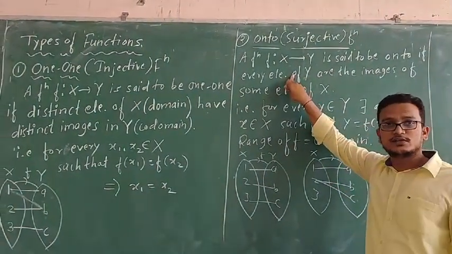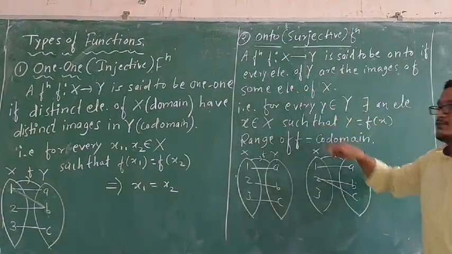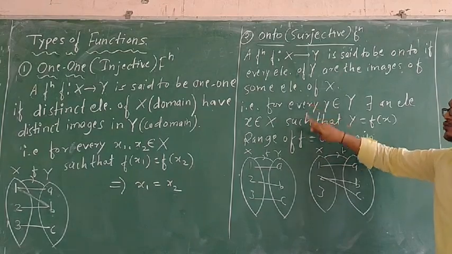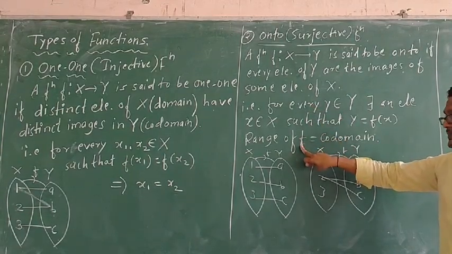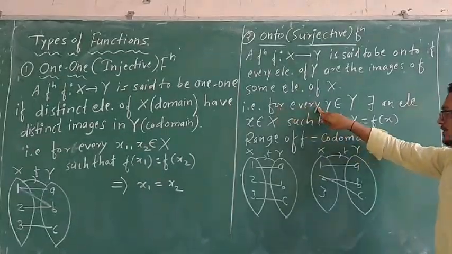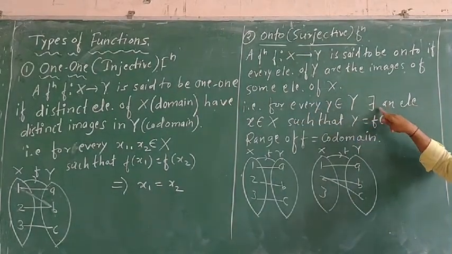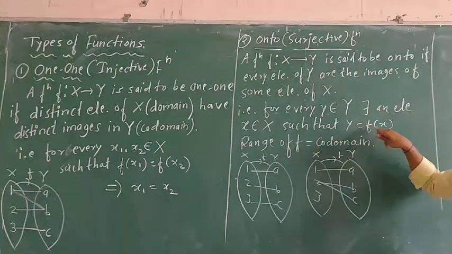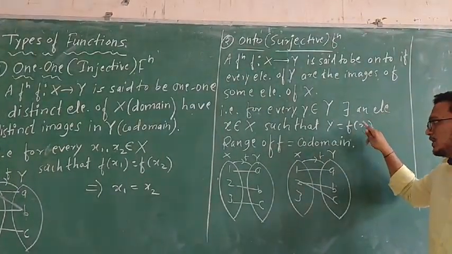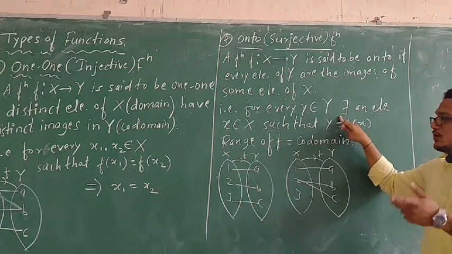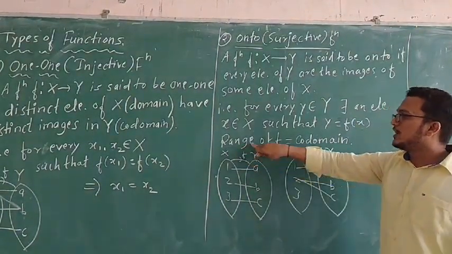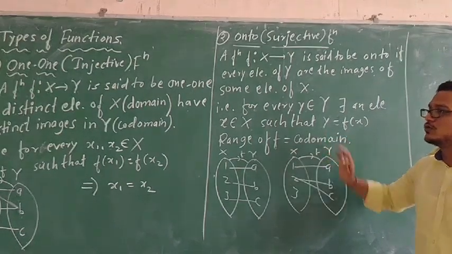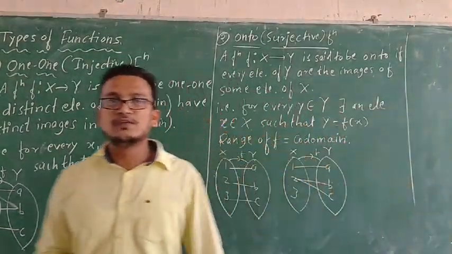This definition you can write in the examination. But while simplifying the examples, we can use these definitions. We are having two definitions while simplifying the examples. First definition: for every y belongs to Y, there exists an element x belongs to X such that y equals f of x. You can use this definition, or else the second one is what? Range of f is equal to codomain. Okay, so these are the two definitions.